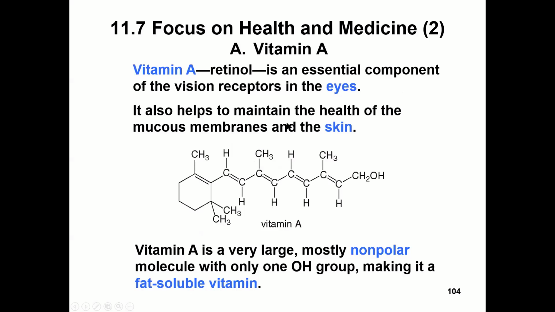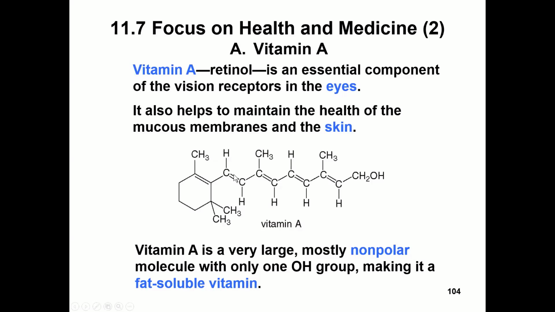All right. So let's round out this introduction to organic chemistry with a focus on health and medicine. We have certain vitamins, and a lot of the properties of these vitamins depend upon their molecular structure, and, of course, they're organic compounds. Some of these molecules are soluble in water, and some are insoluble. One of those is vitamin A, retinol, and it's important for our vision receptors. And here's the structure of vitamin A.